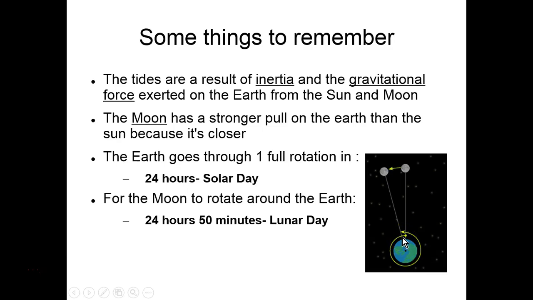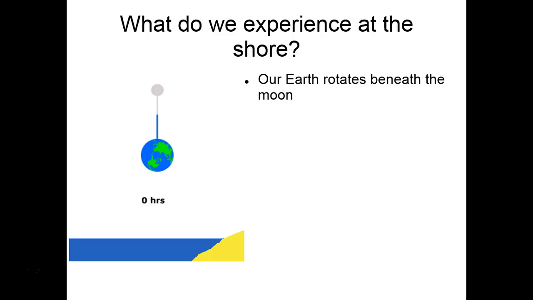previously. Okay, so a lunar day, again, is 24 hours and 50 minutes. It's 50 minutes longer than a solar day. So again, it takes 50 minutes longer for the moon to reach the exact same location over the Earth as it did the previous day. And so remember that since the tides are caused by the moon, we should be operating on the lunar day rather than the solar day.